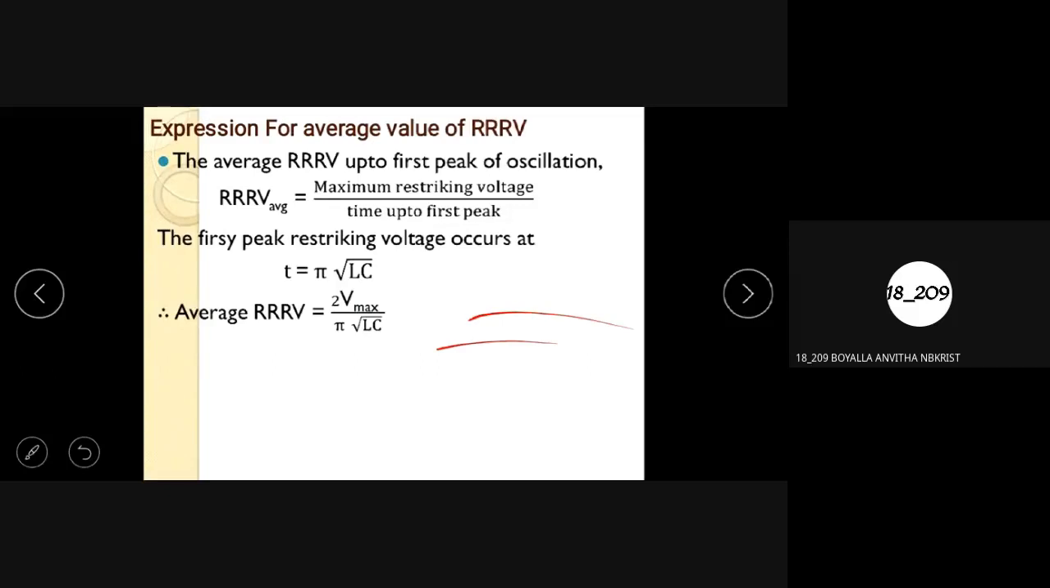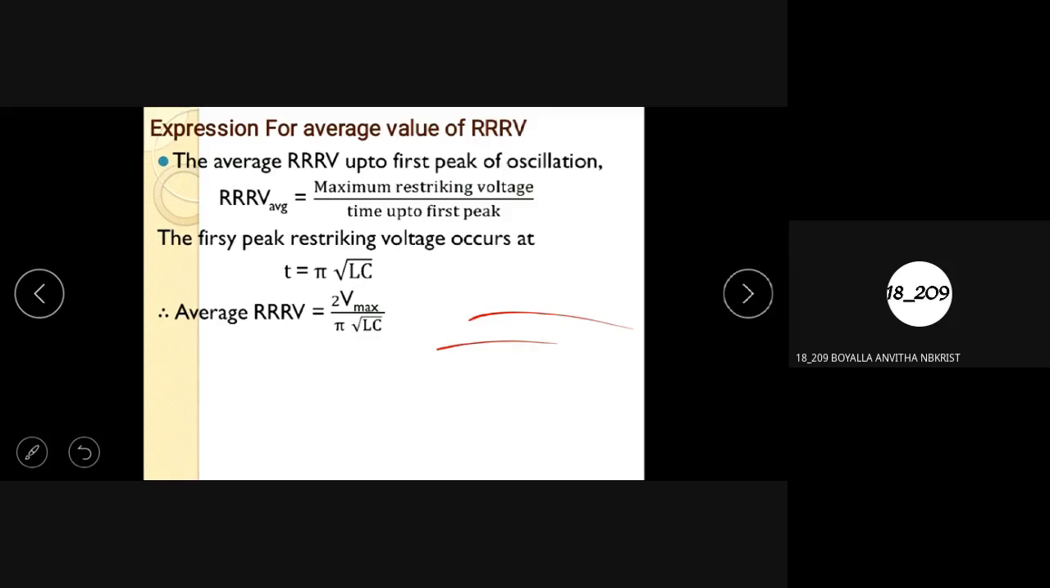What is the maximum value of restriking voltage? We have already derived that expression: it is 2 V max, if you remember. And the time up to first peak is T equal to pi root LC. That also we have already derived for the restriking voltage. So the average value is 2 V max by pi root LC.